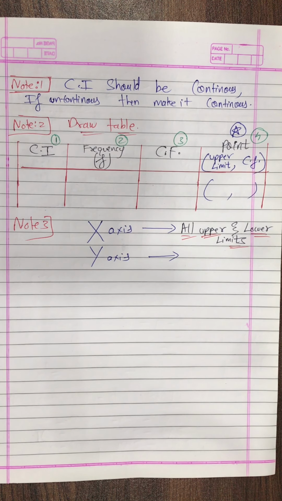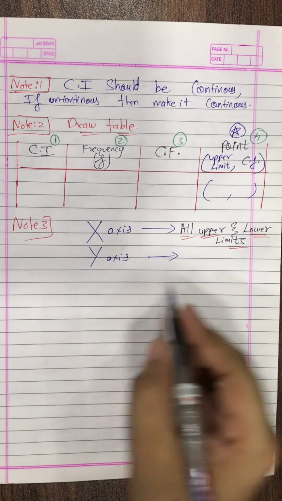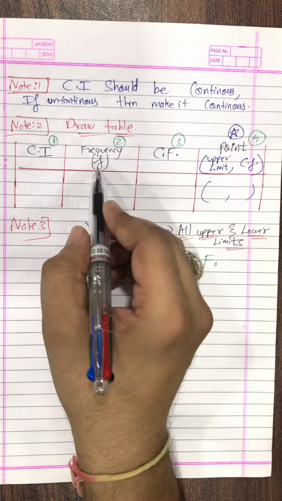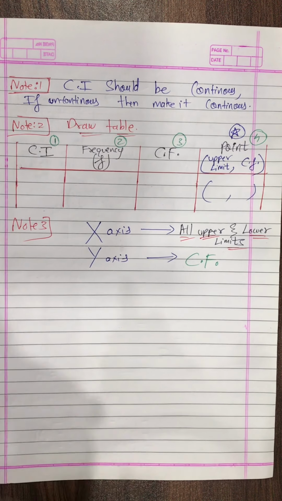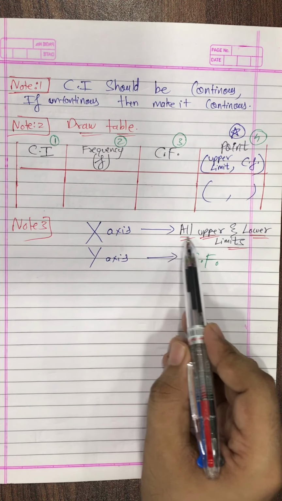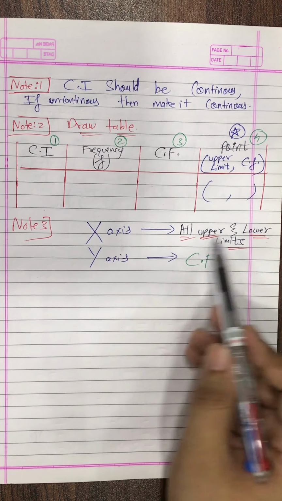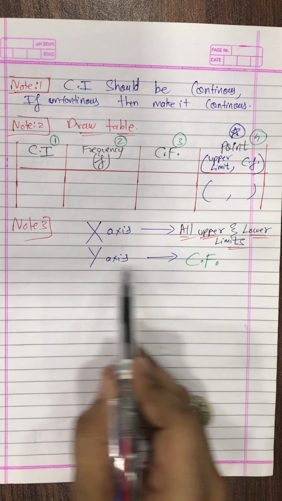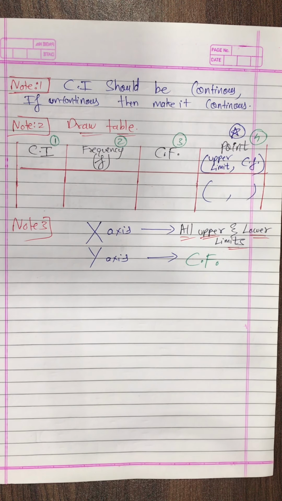And very, very important, what will you plot on the y-axis? On the y-axis you will plot cumulative frequency. You will not plot frequency. Okay, very important. The x-axis, which is horizontal, you will plot all upper and lower limits. How to do it, I'll explain when we solve the ogive. And on the y-axis you will just plot the cumulative frequencies. Okay, this was our note 3.